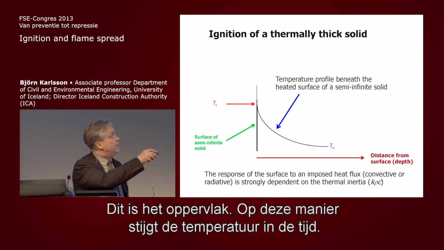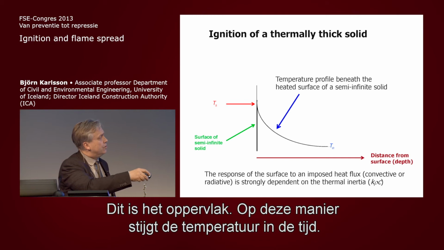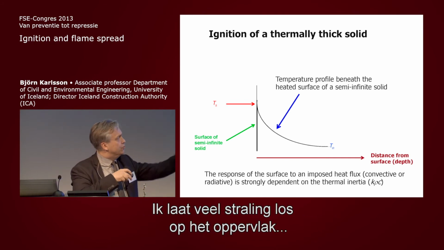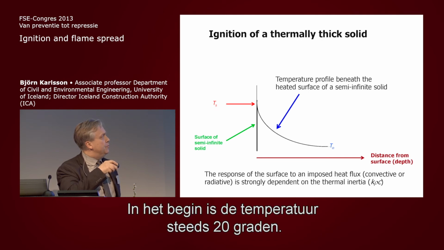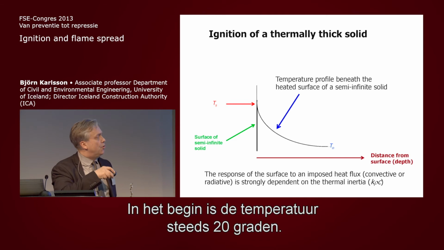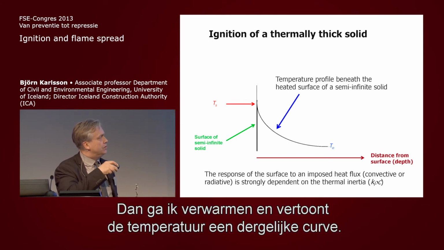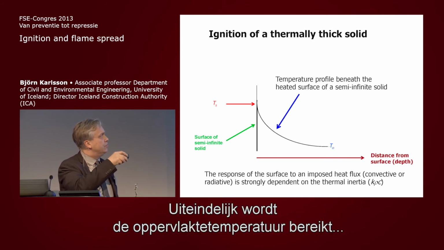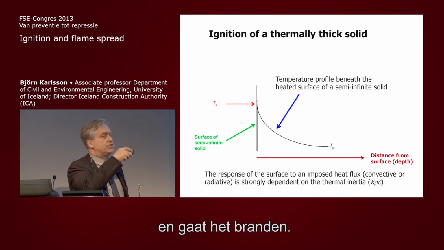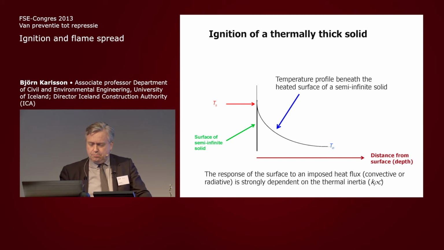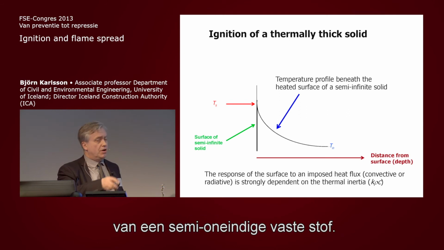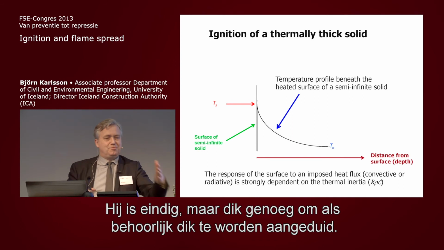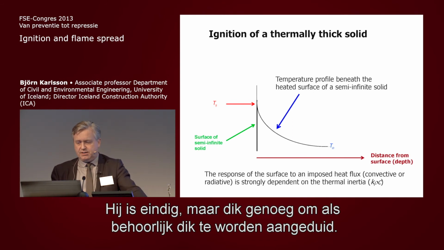So this is the surface. This is the way the temperature increases with time. I'm going to send a lot of radiation onto the surface, and the surface heats up. To begin with, the temperature is 20 degrees all the way. Then I start heating this up, and the temperature will start to become curves like this, and in the end, it'll just hit the surface temperature, and it'll start to ignite. So this is the temperature profile beneath the heated surface of what we call a semi-infinite solid. It is finite, but it's thick enough to be considered fairly thick.